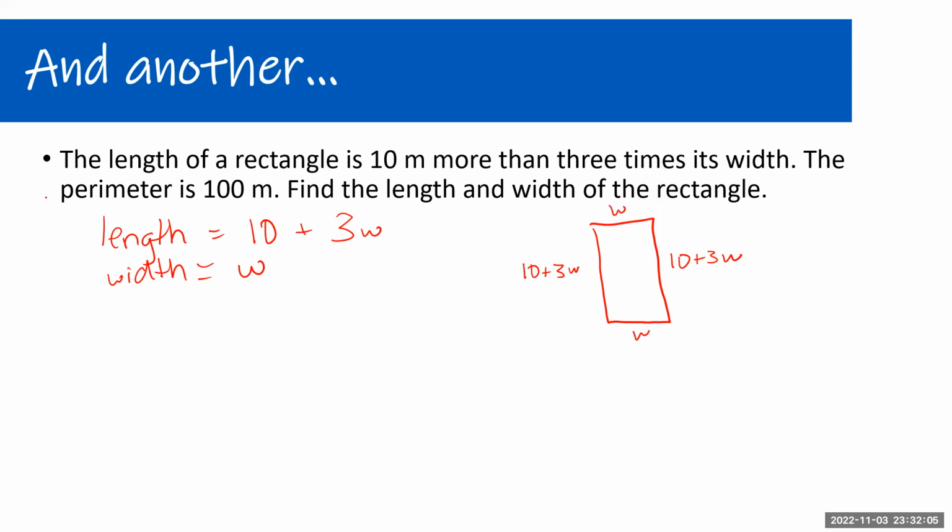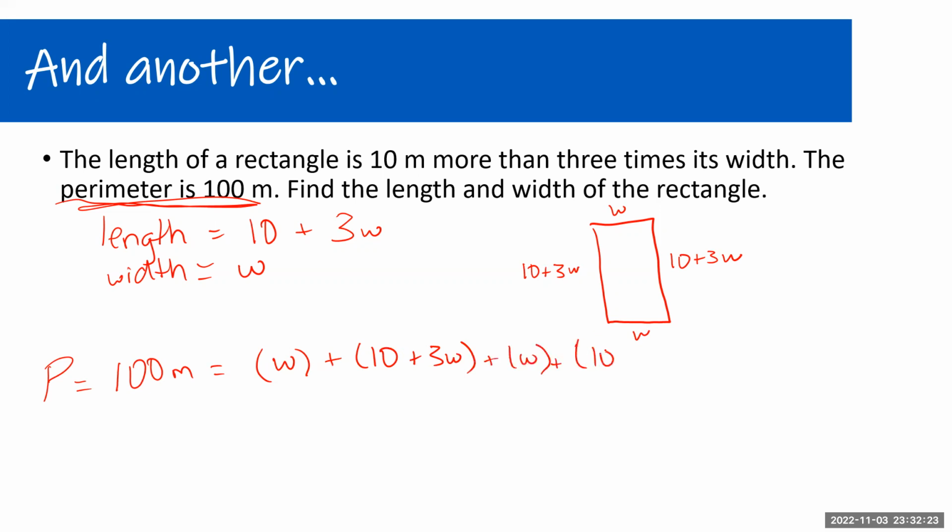So we know that the perimeter, it's given that the perimeter is 100 meters. So our perimeter is 100 meters, which is going to be the sum of our sides. So w plus 10 plus 3w plus w plus 10 plus 3w. And I'm only using parentheses here to separate so you can easily see the 4 sides. They're not really necessary since we're just adding and not distributing any negatives.